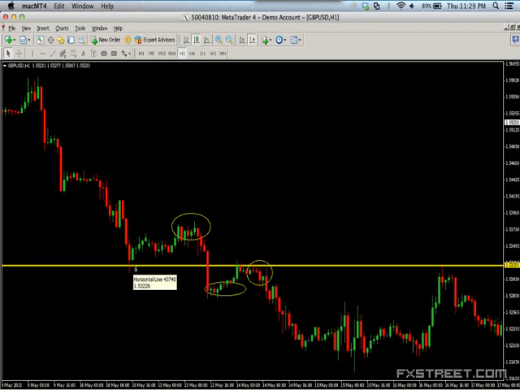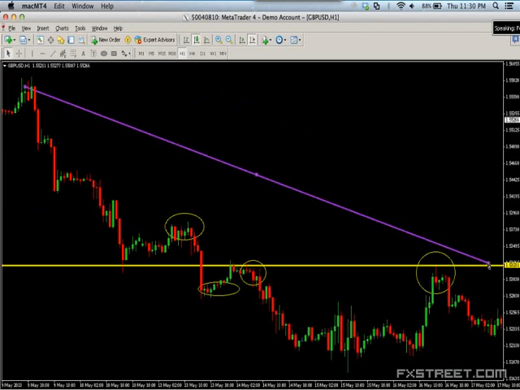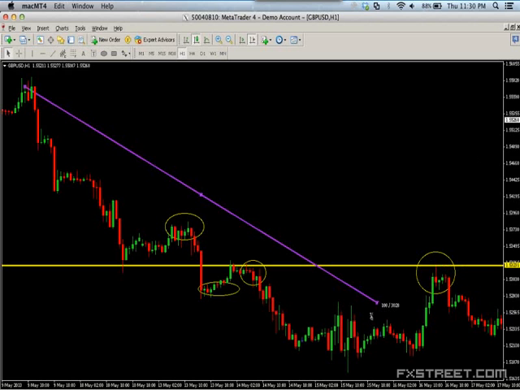If you draw your circles, it gets lower and lower and lower, and then finally it tries a test higher to see if it can do it. And sellers knock it right back down, making your lower lows after that, where the trend resumes. If you're a trendline person, you would draw it like this and say, this is a trendline break, everybody buy.